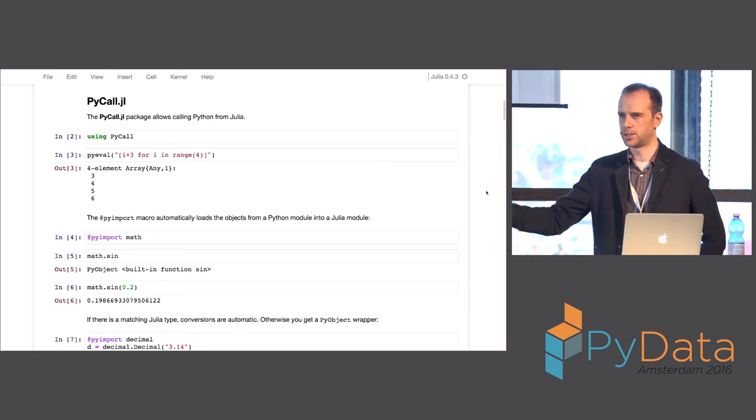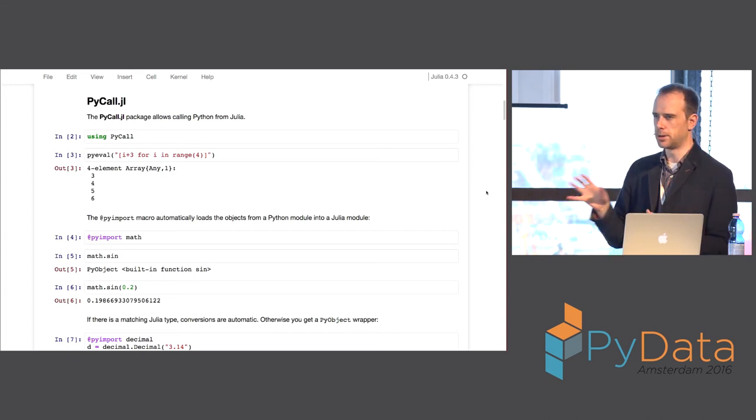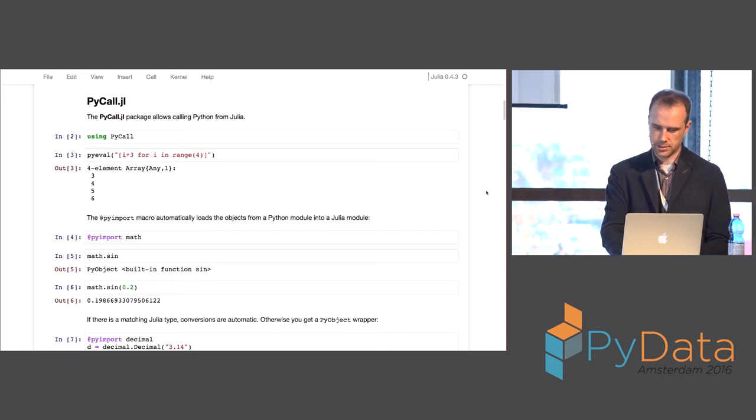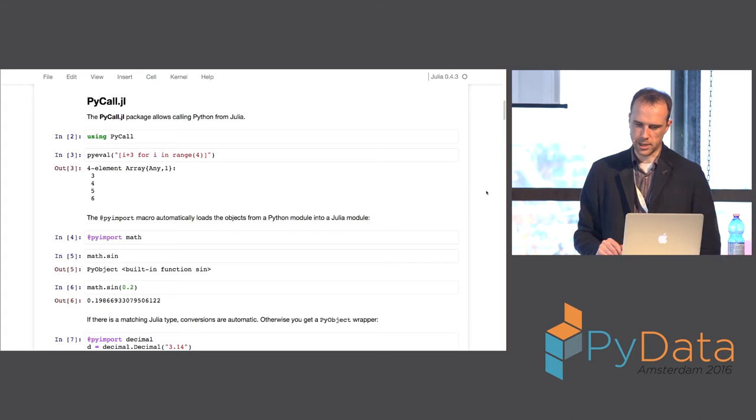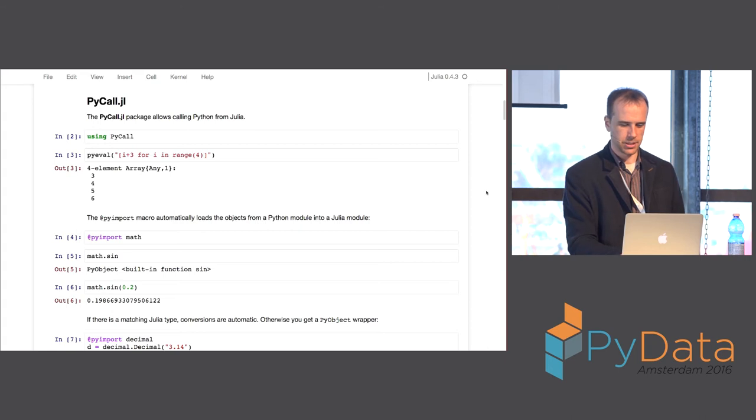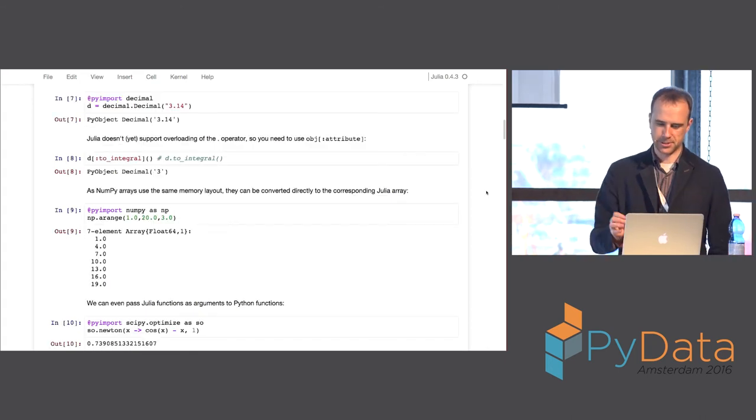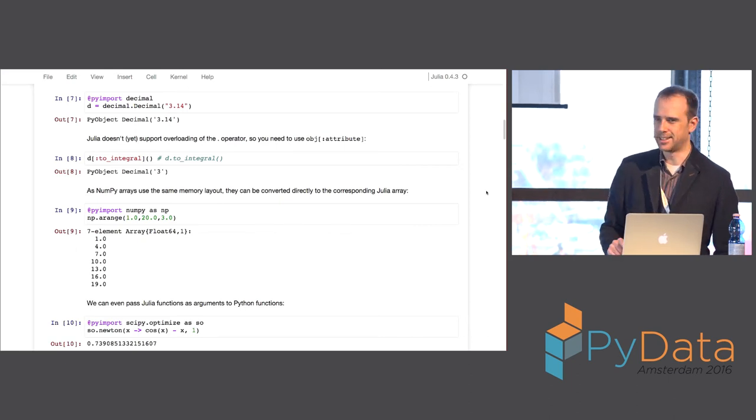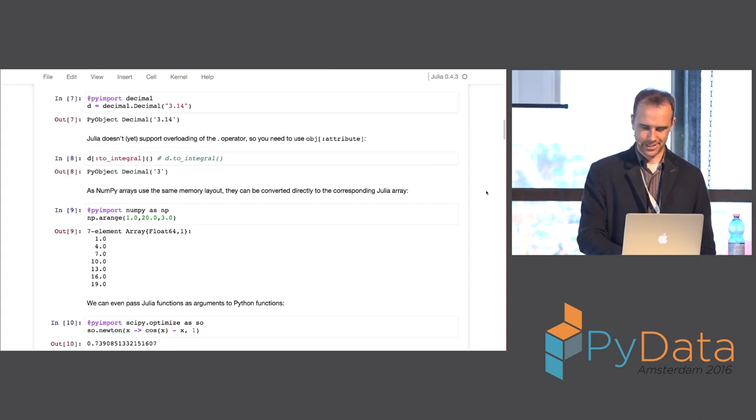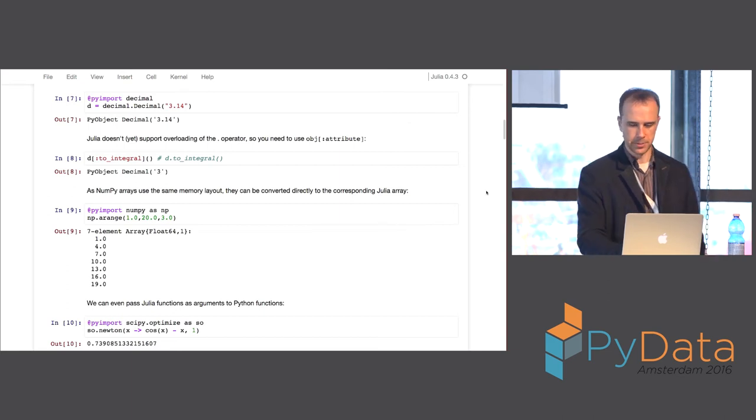So if there's a matching Julia type, so for things like dictionaries and arrays and numbers, things like strings, everything's converted automatically. If there's not, you get what's called a PyObject wrapper. One of the only slight hassles with this is that Julia doesn't support overloading the dot operator, so we can't call d dot to integral. So instead, you have to use a slightly ugly getindex notation. But nevertheless, it works quite well. So this is the same as calling the dot to integral.